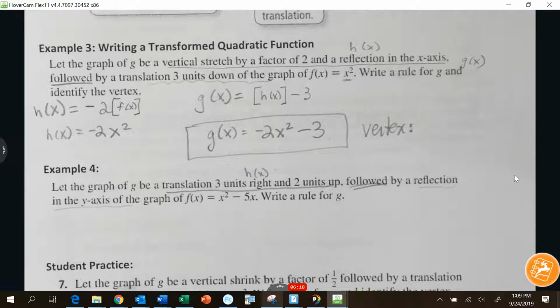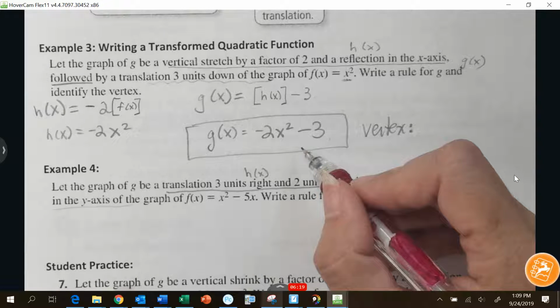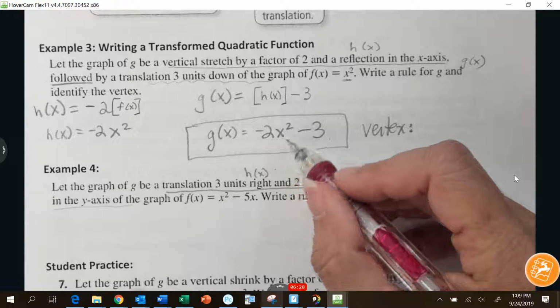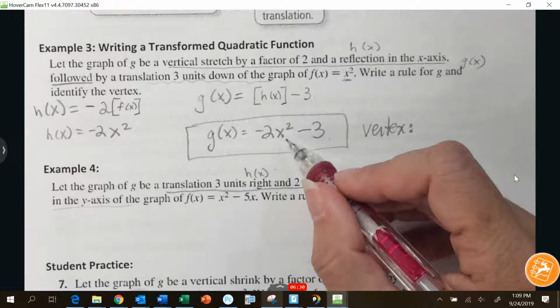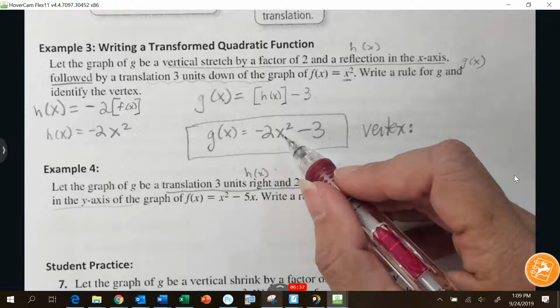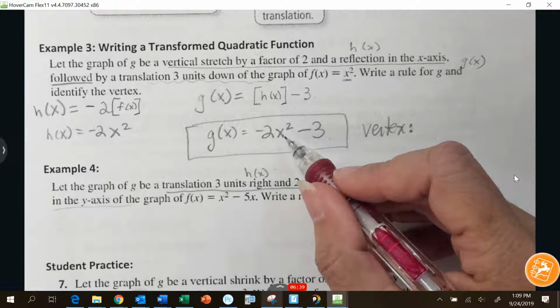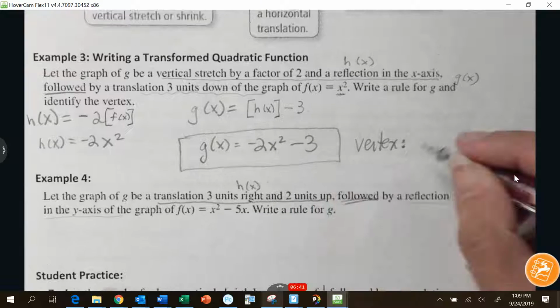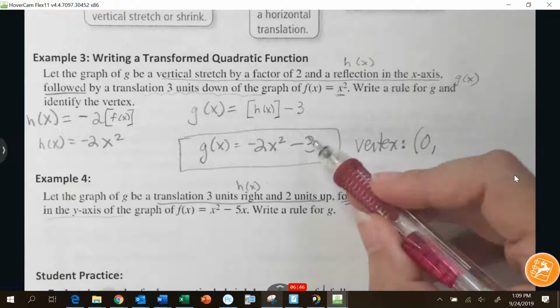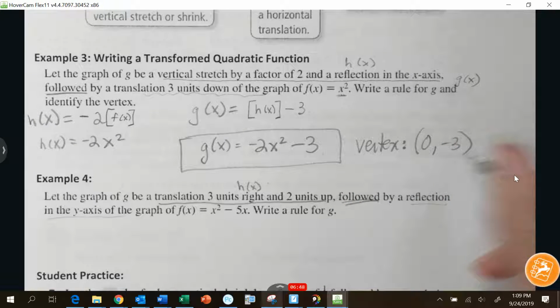Vertex. This is vertex form. So to identify the vertex, I just have to talk about the translations for the x and the y. What translations are happening for my x? What's inside the parentheses with the x? Inside parentheses. There isn't anything because I don't have any parentheses. So 0 is the x. What's the y? Negative 3. There we go. Got our vertex.